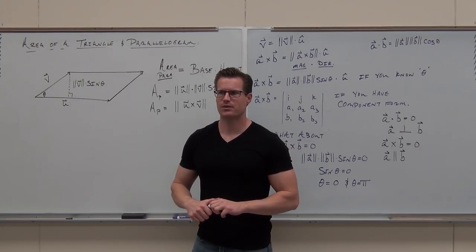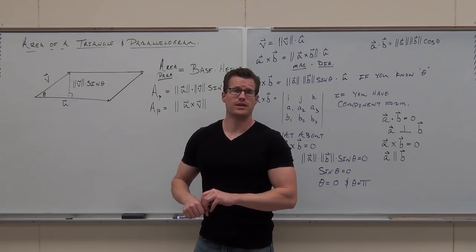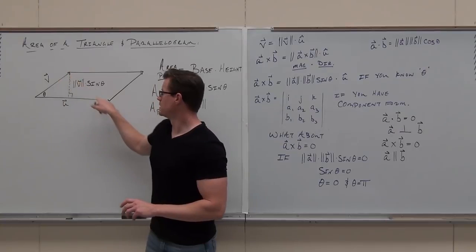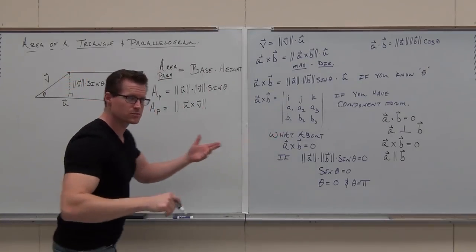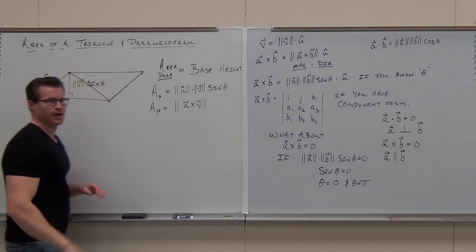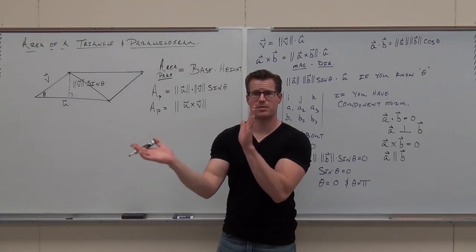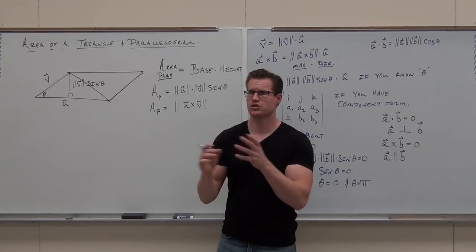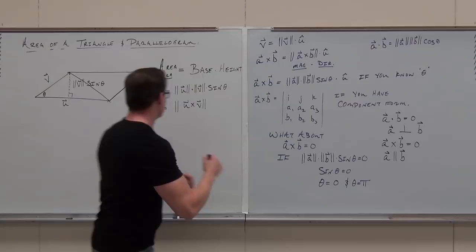You guys okay with the proof on that one? How about this? What's the area of the triangle that's bordered by these two vectors? Remember that triangles cut parallelograms like that. What would the area be for a triangle that's bordered by V and W? Just half, just like half base times height.